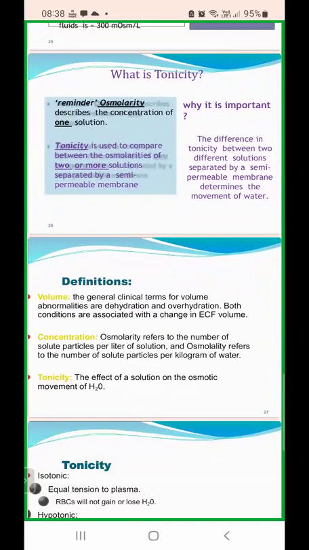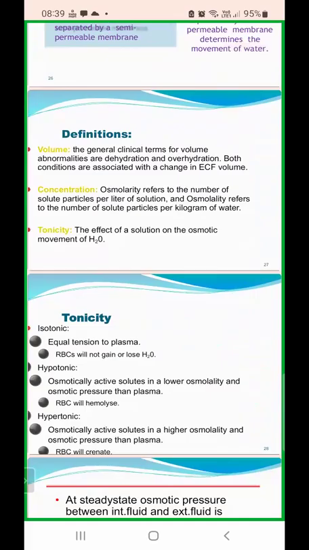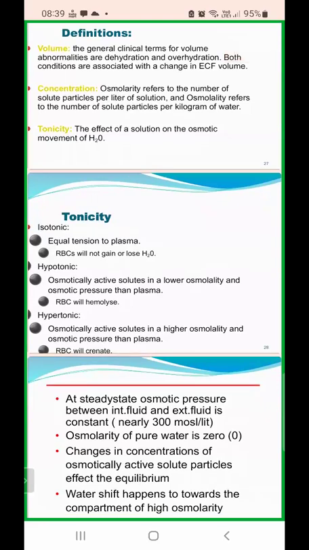So volume, as you know, is the definition used while describing the various body fluid compartment properties. The general clinical terms for volume abnormalities are dehydration and overhydration. And both the conditions are associated with changes in ECF volume. Now, concentration: osmolarity refers to the number of solute particles per liter of the solution, and osmolality refers to the number of solute particles per kilogram of water. And tonicity is the effect of a solution on the osmotic movement of water. Now, tonicity, as you know, what are isotonic, those fluids which have equal tension to plasma.